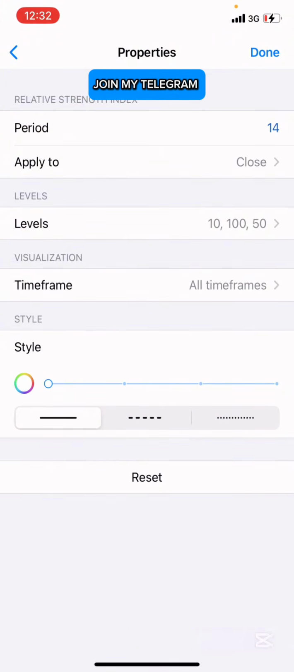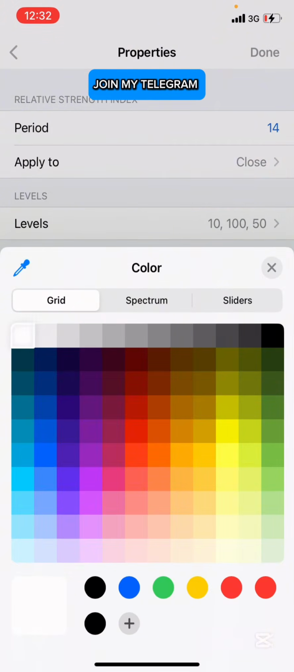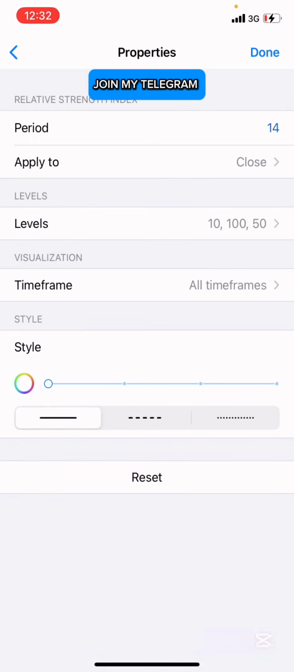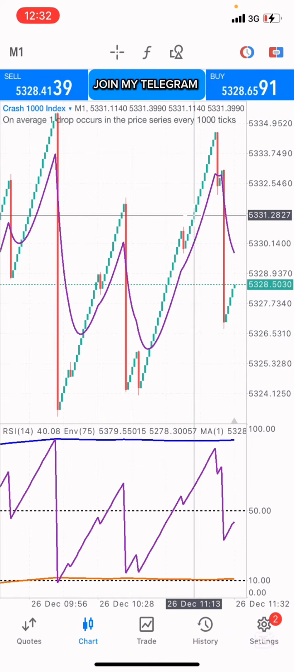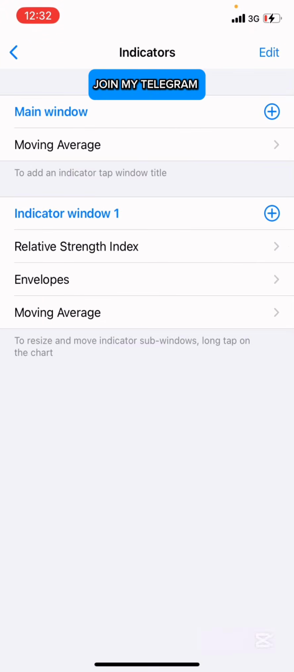Then on the main window right here, on the main parameters for the relative strength index, you put on the style on 1 pixel with color white. Okay, this is the first page of the relative strength index. All right, put the color white right here. Then you click on done. So this is going to be on all time frames. You click on done to that. All right, then we put on the envelopes.